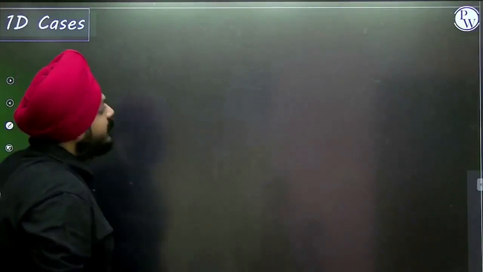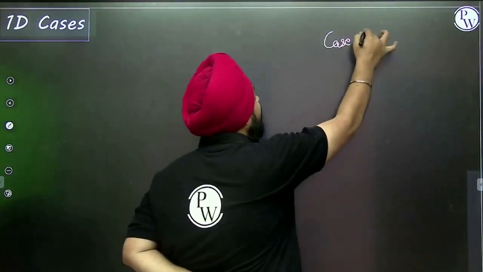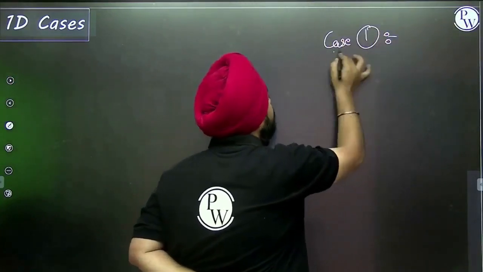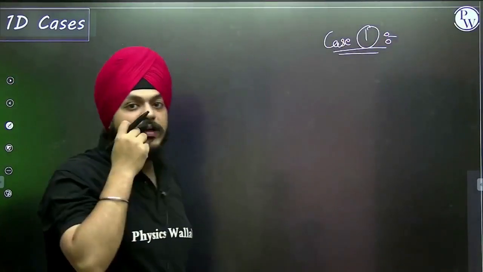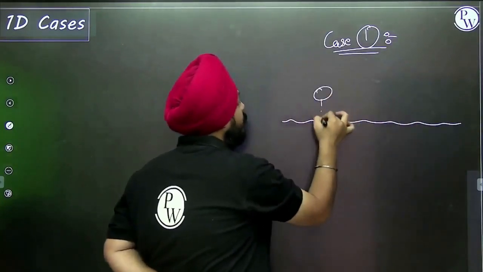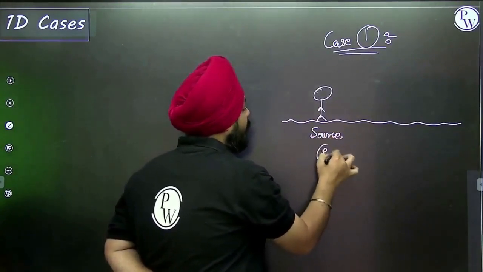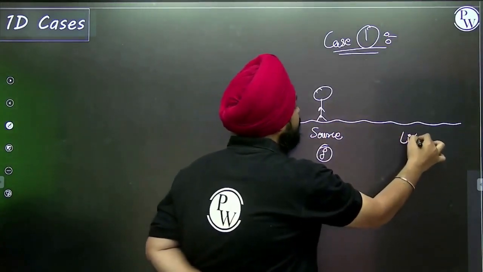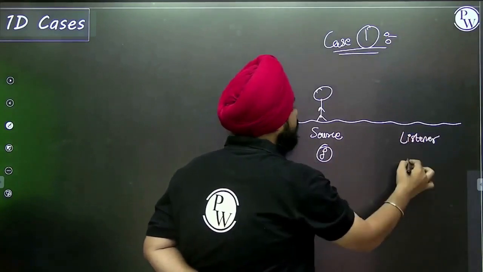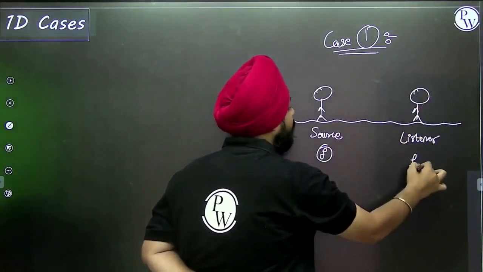So the formula we have discussed. Now the case one of the Doppler effect, with all of those cases, we are going to understand the concept and the sign conventions of it. Suppose here a source is there, who is emitting the sound of frequency F. Here a listener is there, who is hearing the apparent frequency F apparent.